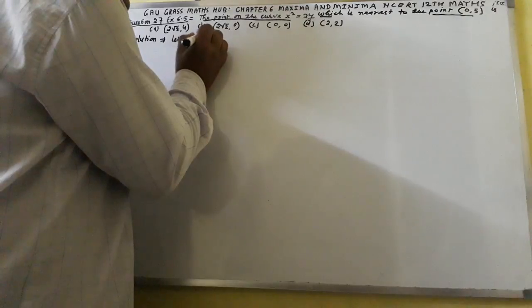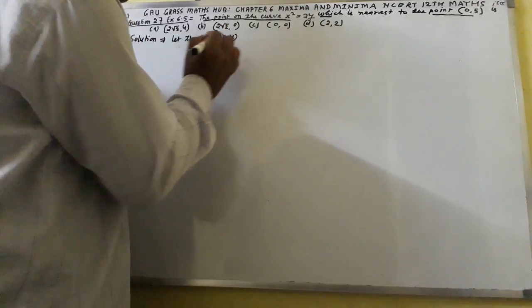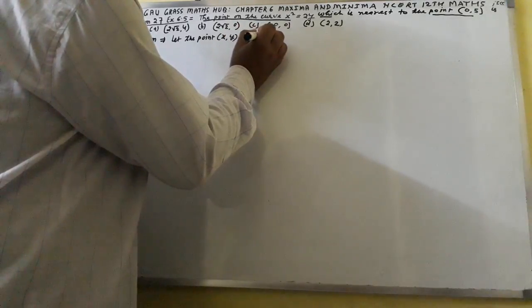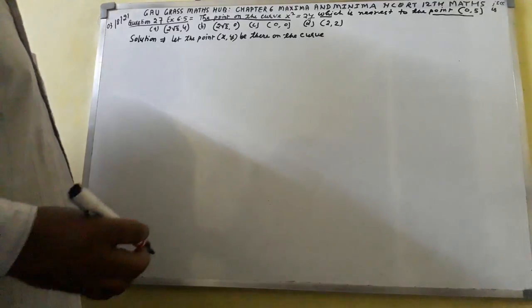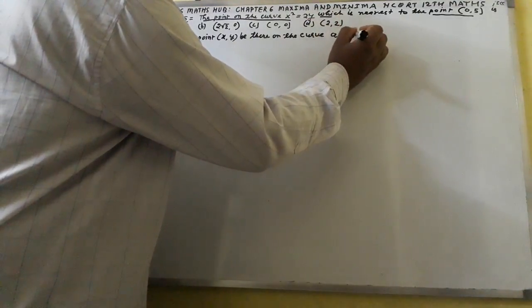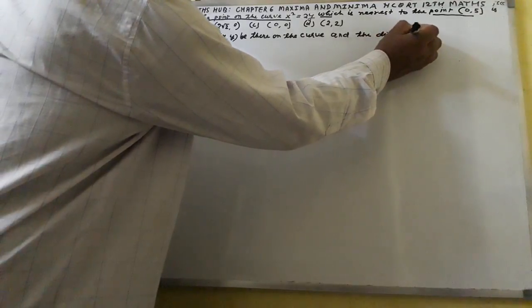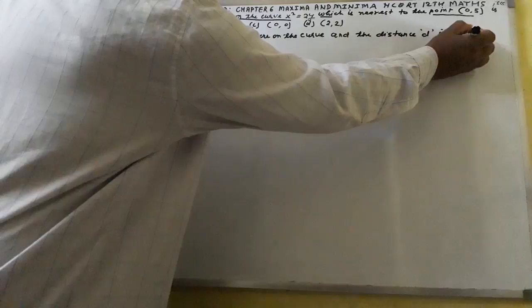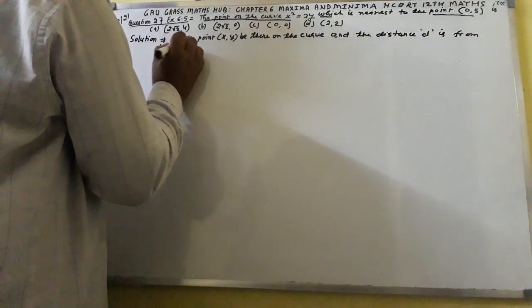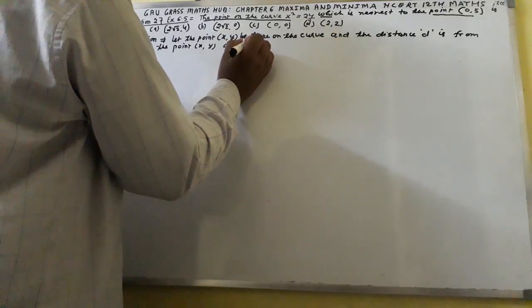Solution implies that here I shall write: let the point (x, y) be there on the curve, and the distance d is from the point (x, y) and (0, 5).